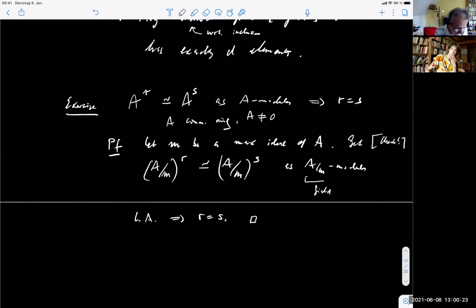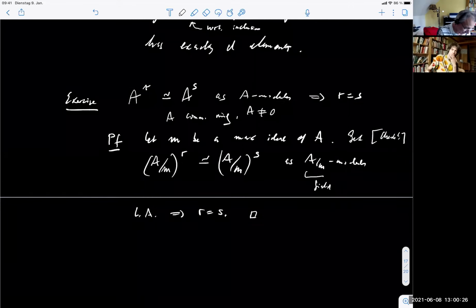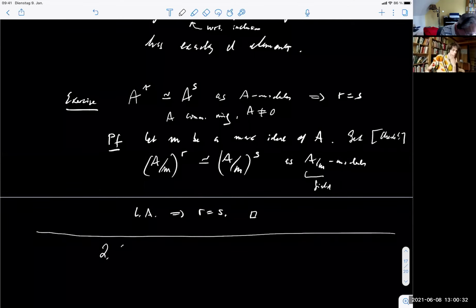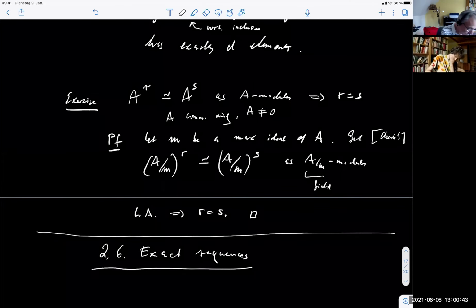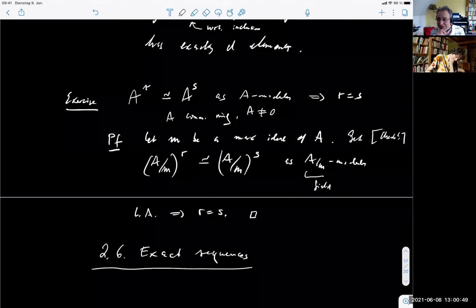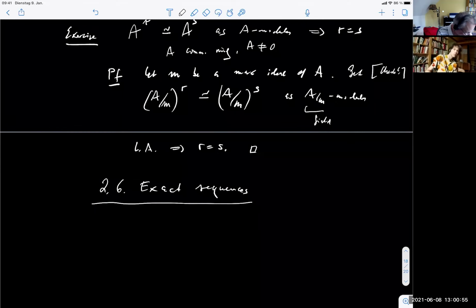Good. Then let's start with a new section. Section 2.6, exact sequences. I follow Atiyah-Macdonald. Actually, this is a very formal thing, but it's useful, though a bit dry. Basically we introduce some language. It leads to homological algebra. So what is an exact sequence?